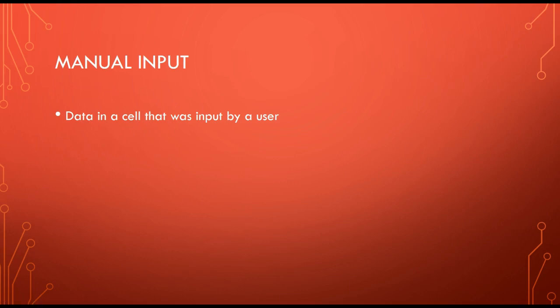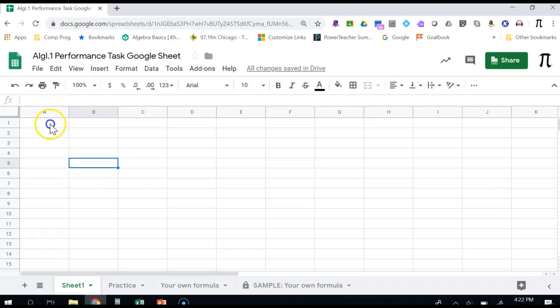There are many ways to input data into a cell. The first way is manual input. That is when the user deliberately puts data into a cell. So for instance, if I was going to put data in cell B5, I would make sure that the cell is selected and I would type in a number or any other data that I wanted.